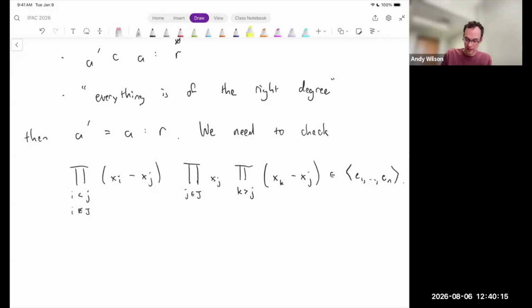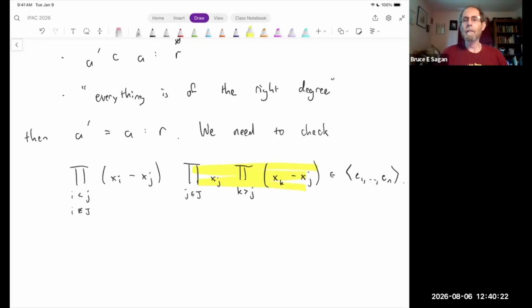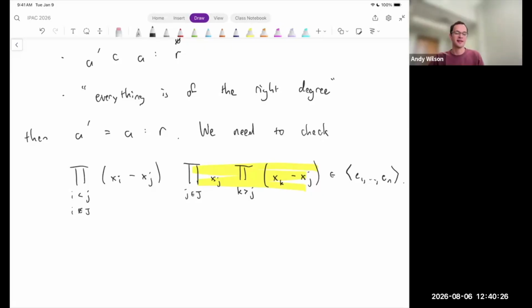Roughly what's happening is that this completes the lazy staircase to the full staircase. It's the right degree to do that. Exactly. So, are these easy to check? Yes, is my answer.